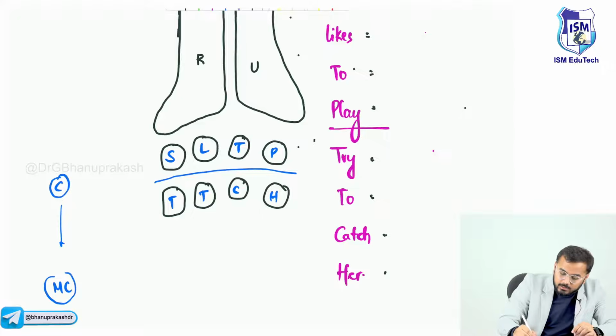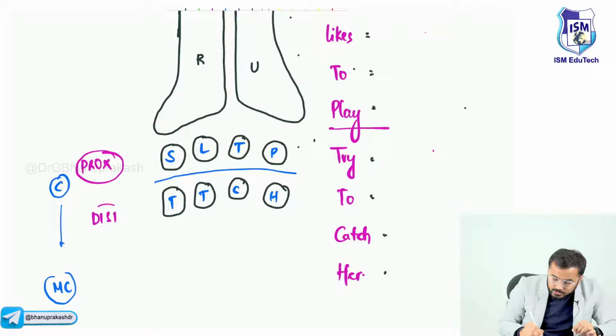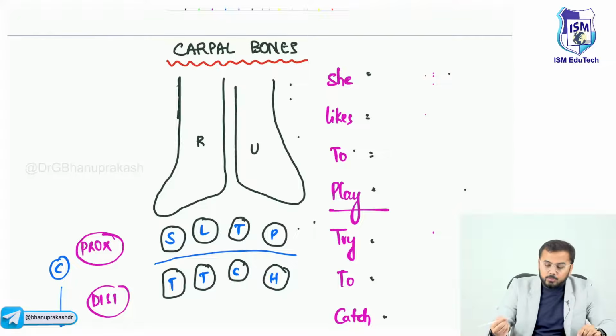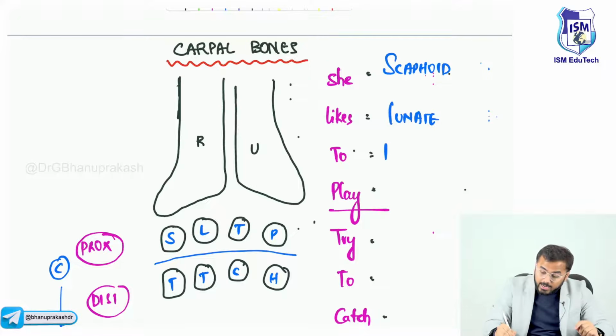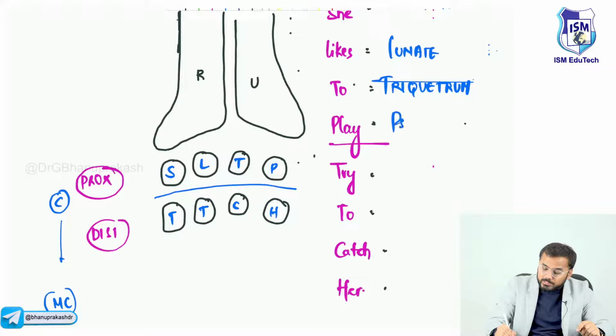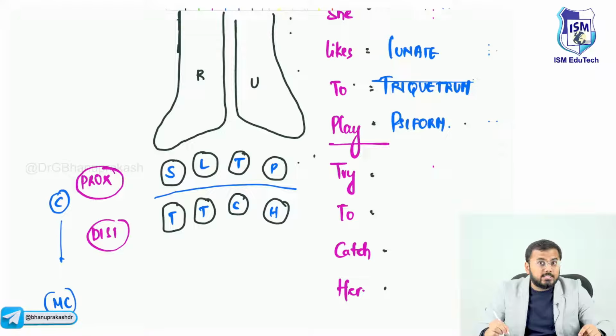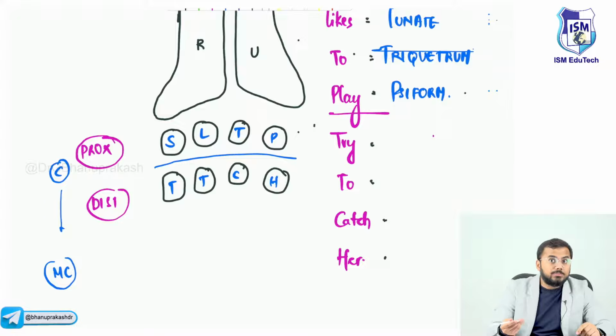So I can tell that this group of bones is proximal, and these are distal. In the proximal row, what do we have? She likes to play. S stands for scaphoid. L stands for lunate. T stands for triquetrum. P stands for pisiform. Actually, pisiform is the smallest carpal bone and it is a sesamoid bone, as you have the patella. Patella is a sesamoid bone. You studied it, right? Pisiform is also a sesamoid bone.